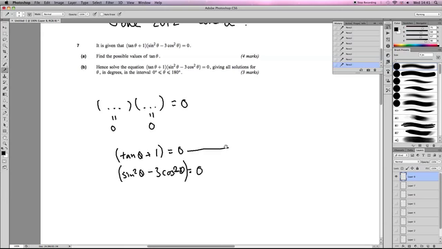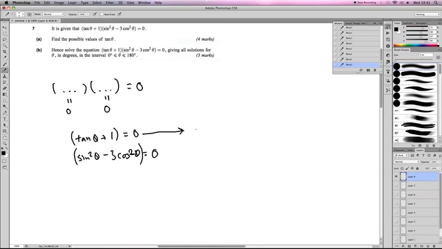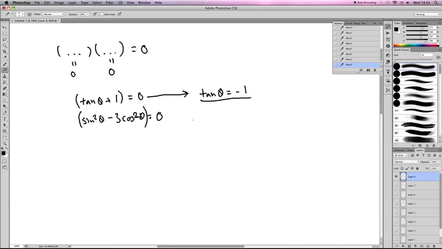Using the first bracket, we've got one value for tan theta. Tan theta is equal to minus 1, and I just brought the 1 over to the other side. With this next one, we've got to rearrange it. So I've got sine squared minus 3 cos squared equal to 0. Therefore, sine squared is equal to 3 cos squared.